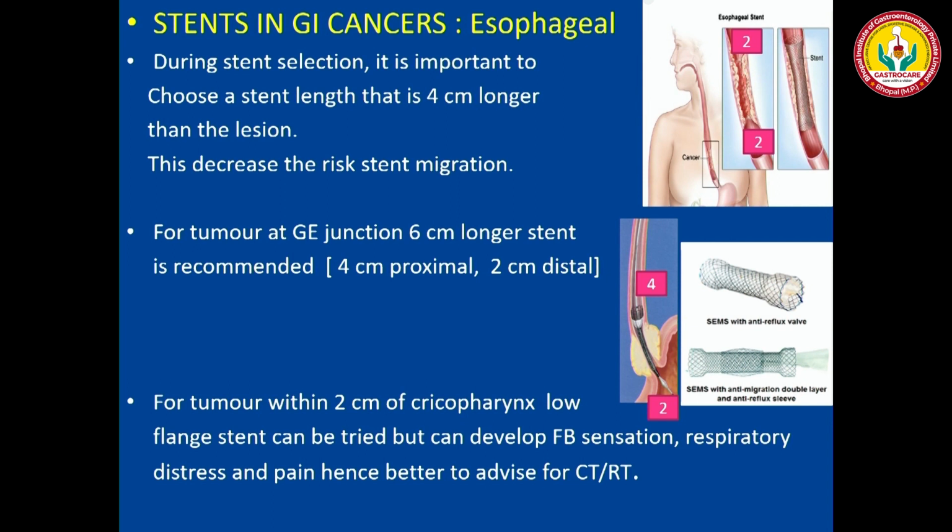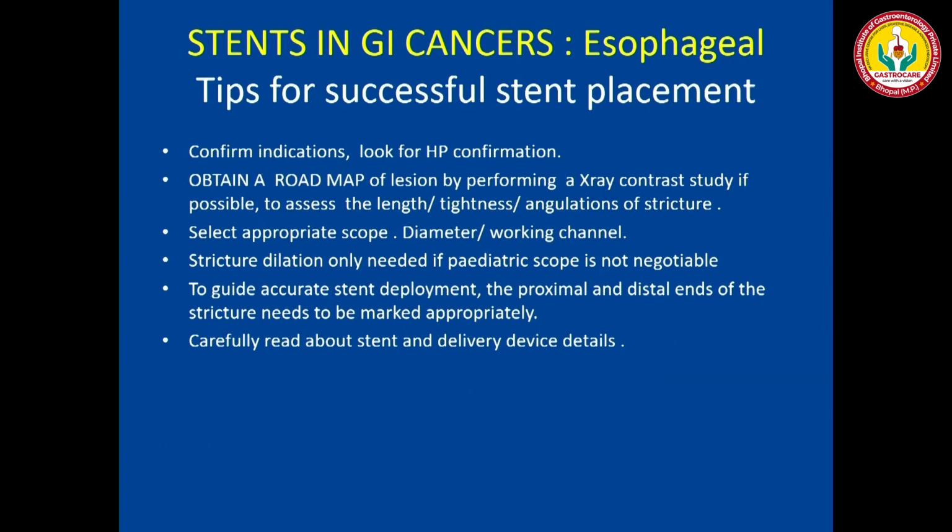For a tumor within 2 centimeters of the cricopharynx, a low flange stent can be used, but as the stent expands, the patient can have a foreign body sensation, respiratory distress, and pain. Therefore, it is better to advise radiotherapy or chemotherapy to these patients.